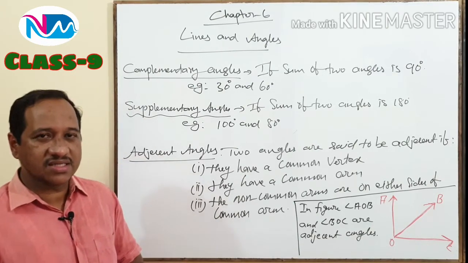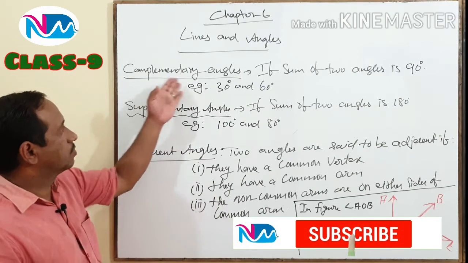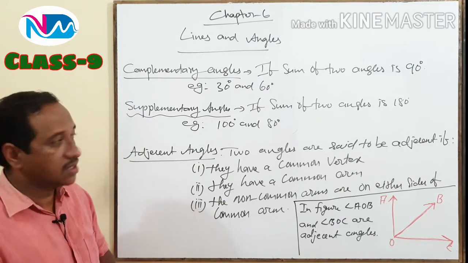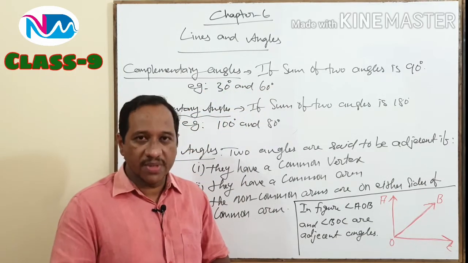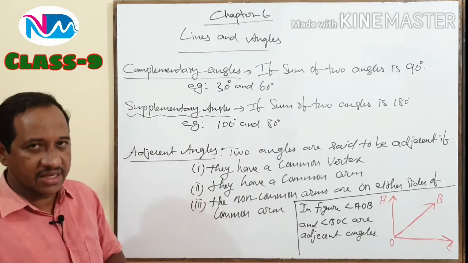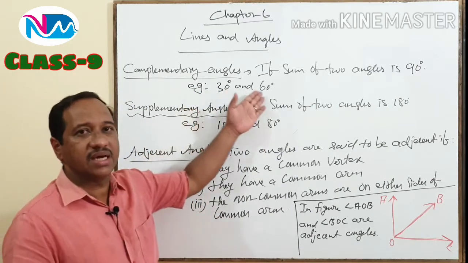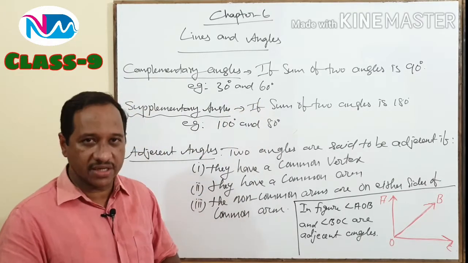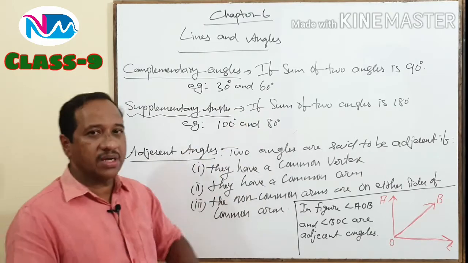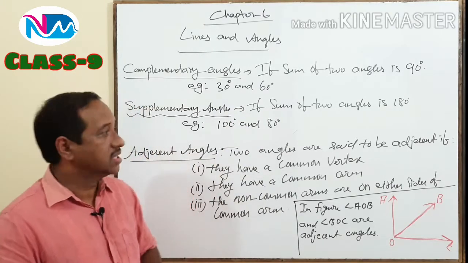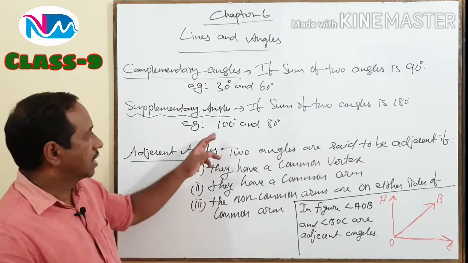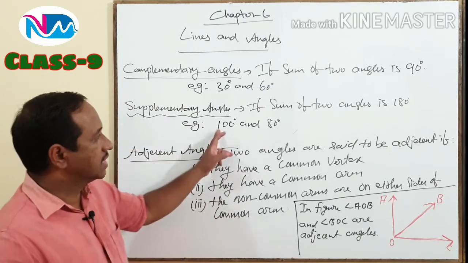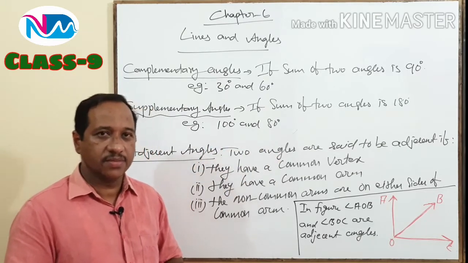Before that, let us discuss a few points, that is complementary angles, supplementary angles and adjacent angles. Two angles are said to be complementary if their sum is 90 degree. That is 30 degree and 60 degree are complementary angles because their sum is 90 degree. If the sum of two angles is 180, then they are called supplementary angles. Here 100 degree and 80 degree are supplementary angles because their sum is 180 degree.